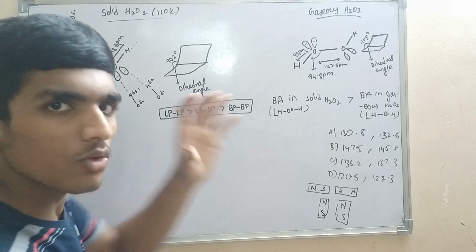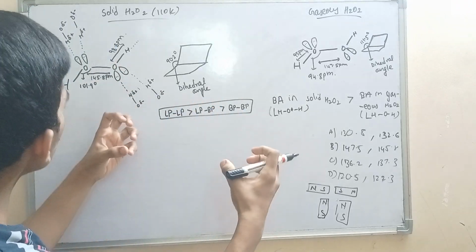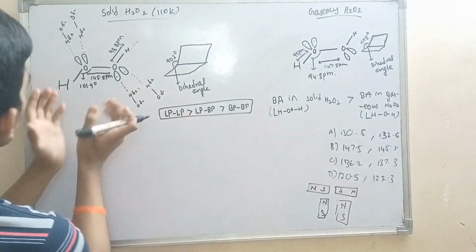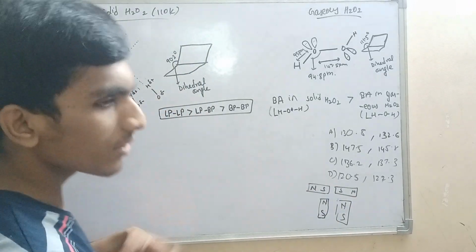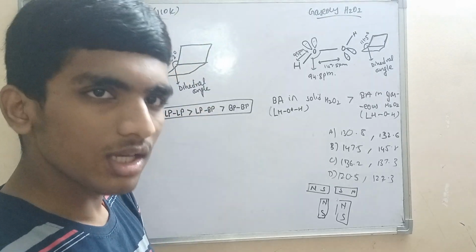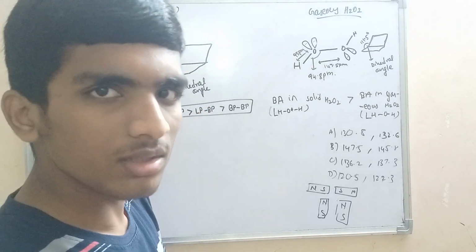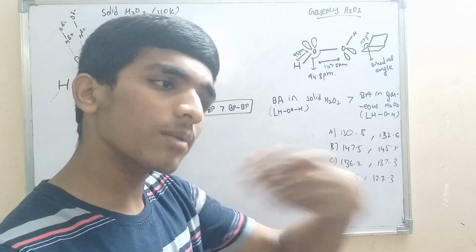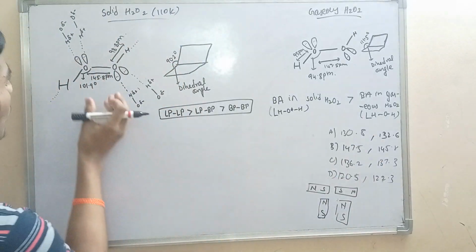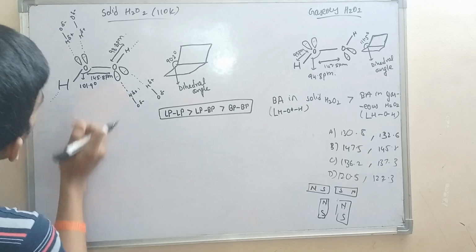Here, there are not many repulsions, so they will try to attract. Bonding means they are coming together, right? They will attract. So, yes, I am having less repulsions, which means I can go a little bit closer to the oxygen atom, and in that position also it is able to attain a stable position. So here they will come closer.